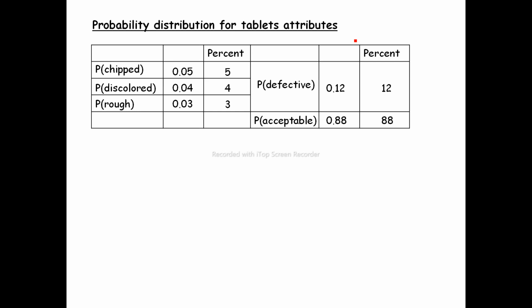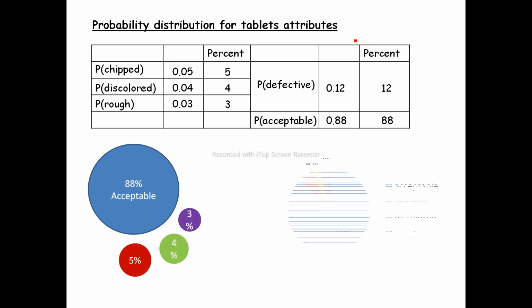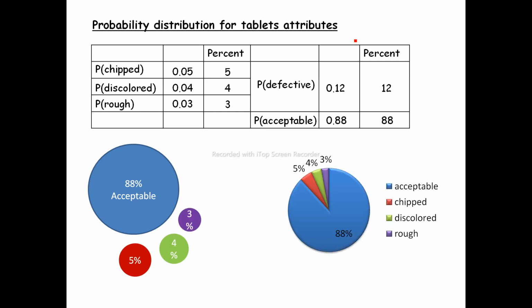So you can represent it in a graphical manner also, like 88% are acceptable and 12% are defective, and among those 12%, 5% chipped, 4% are discolored, and 3% are rough. Or in this manner, see how beautifully you can represent this thing. 88% is acceptable and 12% is defective, and among those defective, 5% is chipped, 4% discolored, and 3% rough. Okay, can you see how beautifully you can represent this with the help of this probability distribution?